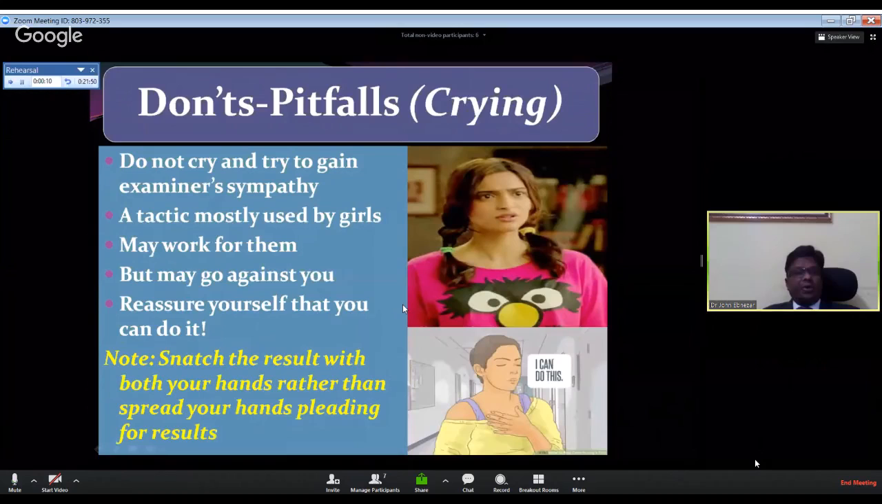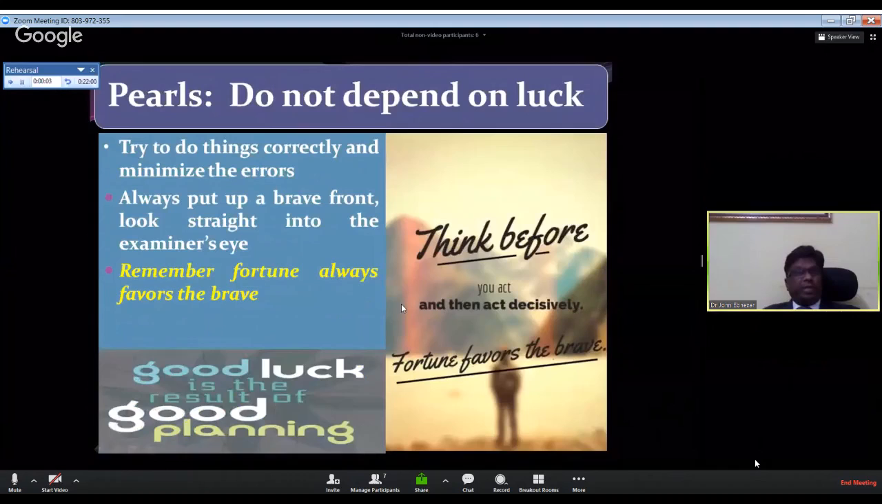Reassure yourself that you can do it. Snatch the results with both your hands rather than spread your hands. And do not depend on luck; do things correctly and minimize the errors. Always put up a brave front, look straight at the examiner. Remember, fortune always favors the brave.